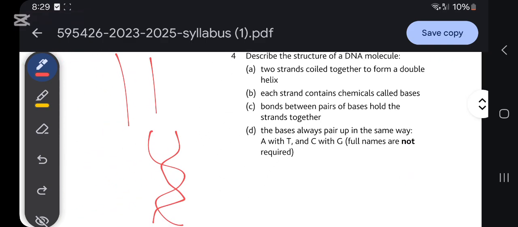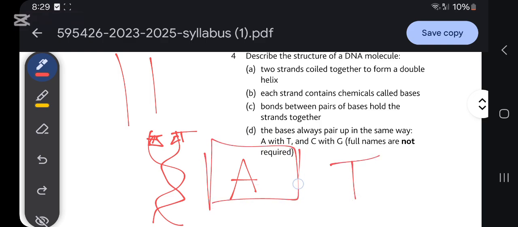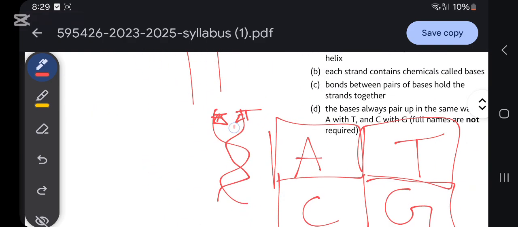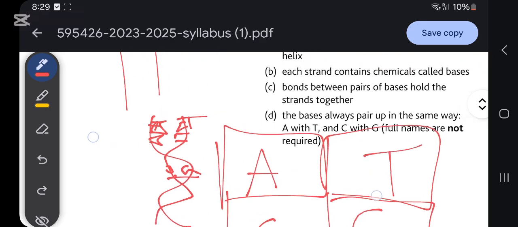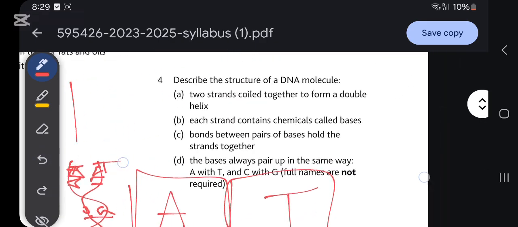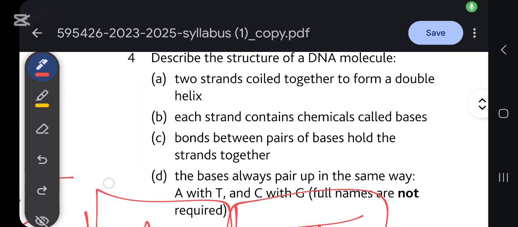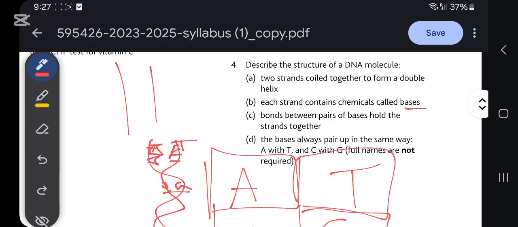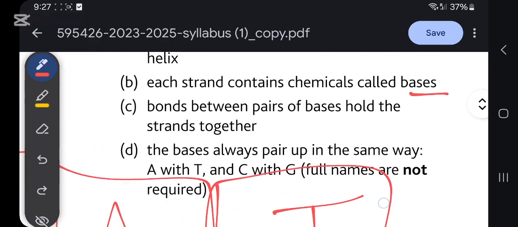Each strand contains chemicals called bases. A pairs with T, remember A with T, and C pairs with G. Each strand contains bases, and they pair up. You can imagine this as two strands, and as we discussed before, each strand contains chemicals that are called bases.